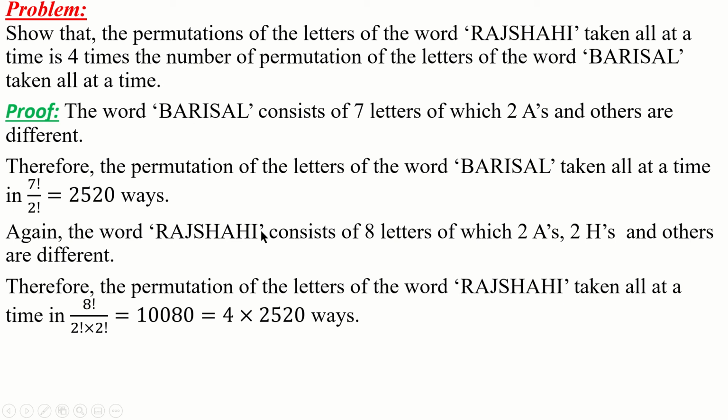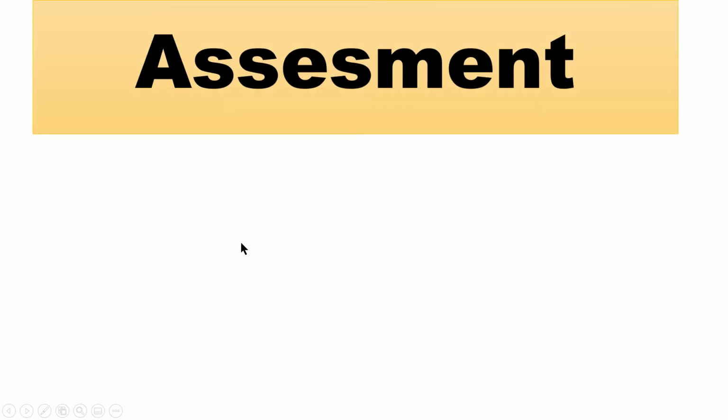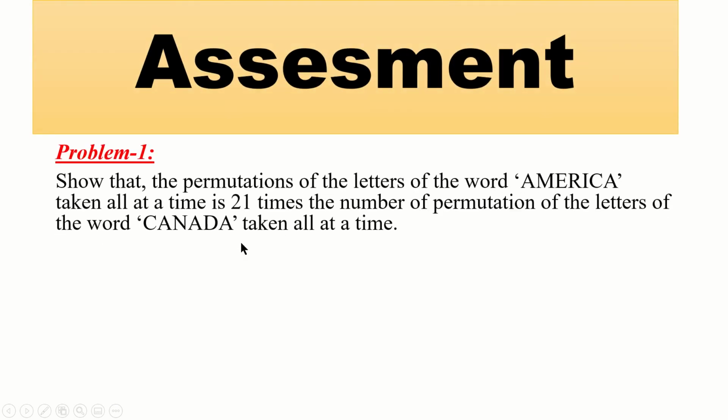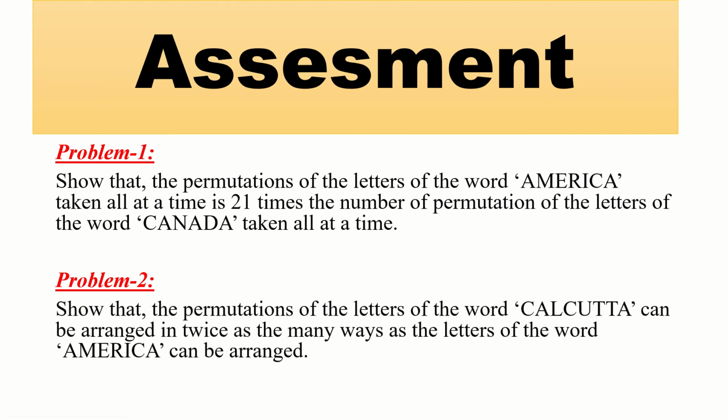That means the permutation of the letters of the word Rajshahi taken all at a time is 4 times the number of permutations of the letters of the word Borishal taken all at a time. Clear everyone? Assessment: like as before solution, so I think that everybody will solve problems 1 and 2.